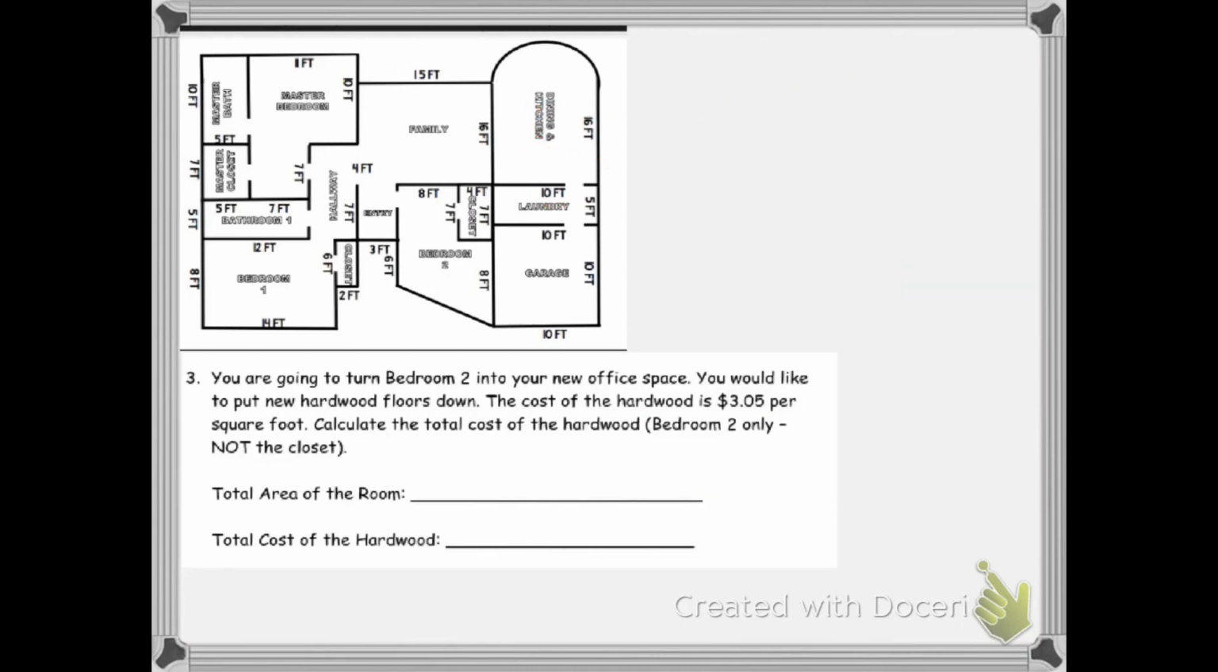Alright, number 3 here is actually pretty tricky, believe it or not. It says you're going to turn bedroom 2, which is right here, into your new office space. This is not including the closet. It doesn't say that this time. So we want to do new hardwood. It says you would like to put new hardwood down for floors, and the cost is $305. So the harder part is finding the area.